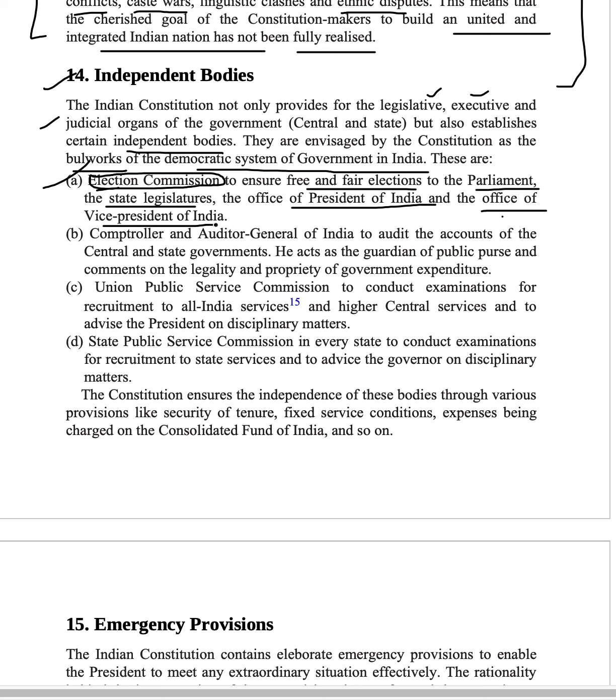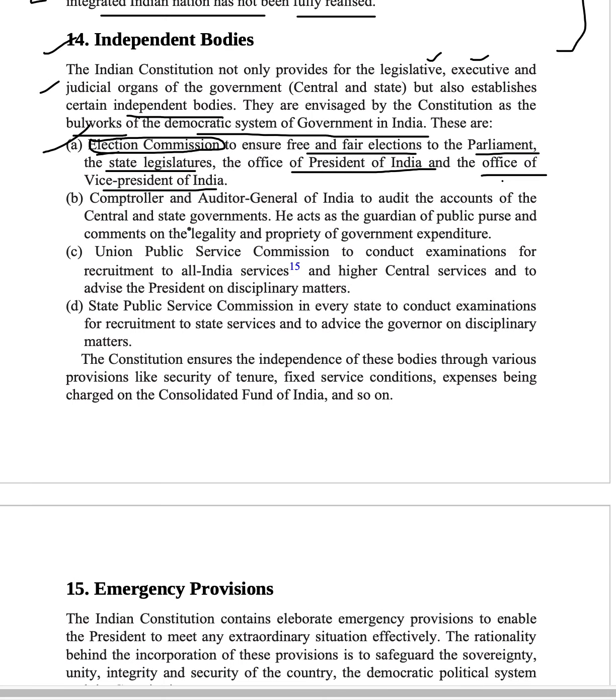So over and over, the Election Commission of India only takes care of the elections of the Parliament and state legislature and President and Vice President. It does not take care of local level elections like the panchayat elections or the municipality elections that are done by the State Election Commission. Whereas this Central Election Commission takes care of these 4 elections.